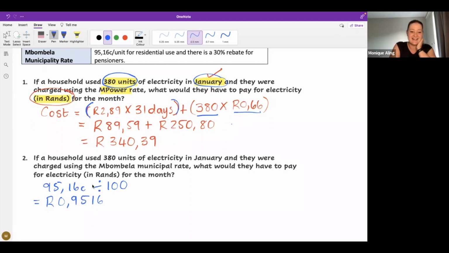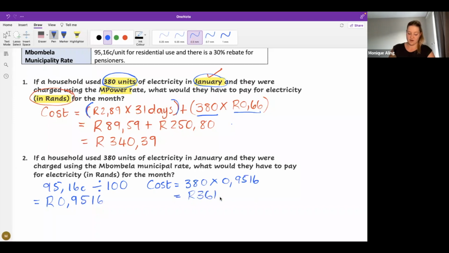Okay, and then I said 380 times 0.9516. Okay, so remember you need to include all your decimals. So did you say 0.9516? Yes. Okay, and when you multiply the two, what do you get? I got 361.608.